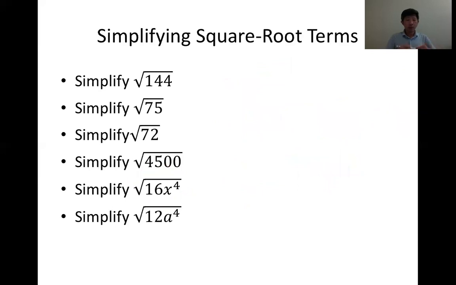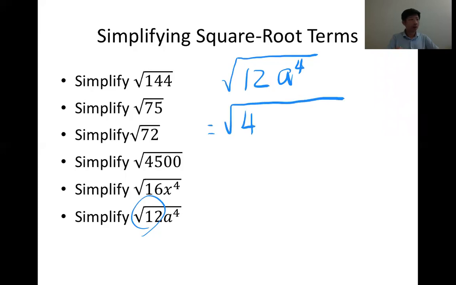Next problem, simplify the square root of 12a to the 4. Again, 12. What number can you think about? Can you think about 4 times 3? Yes. How about a to the 4? Can you think about a squared times a squared? Yes or no, right?